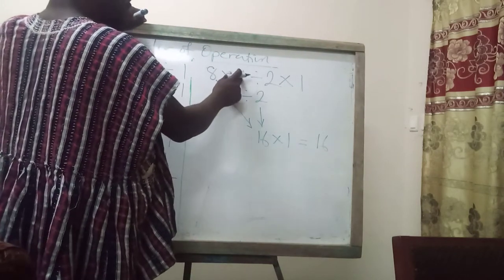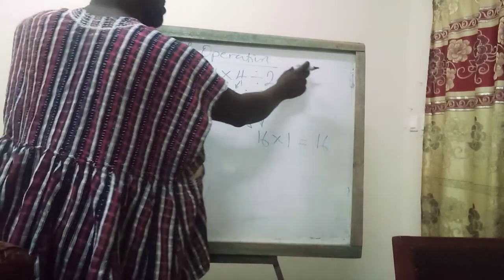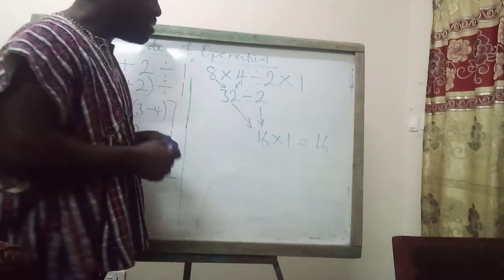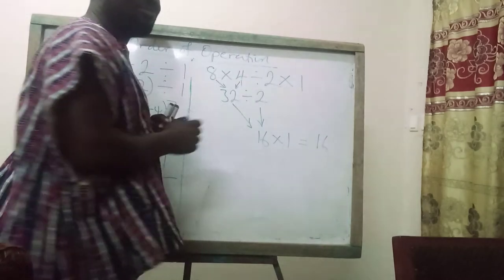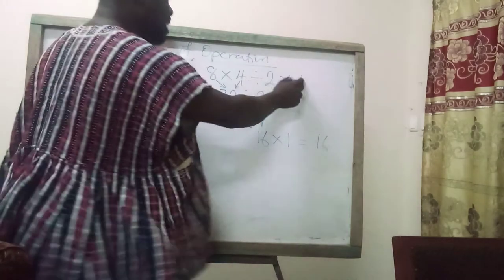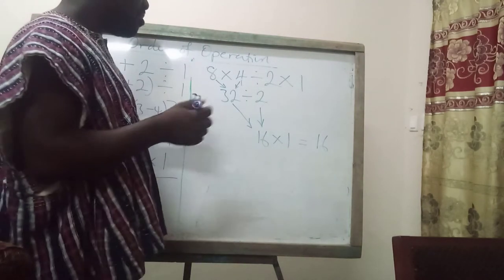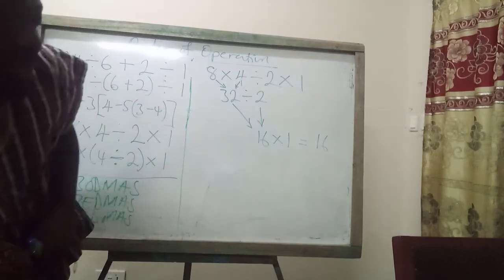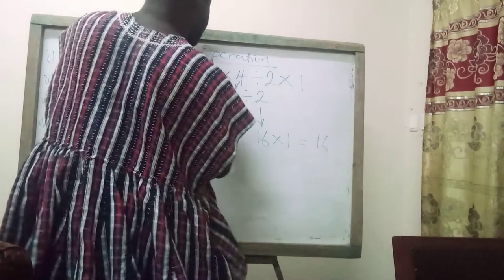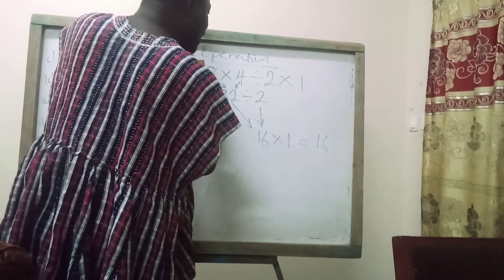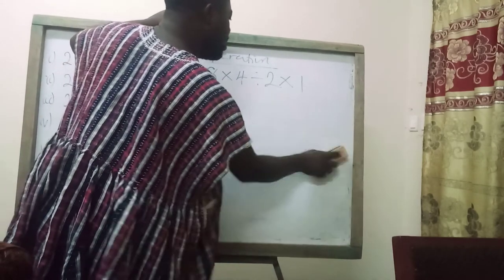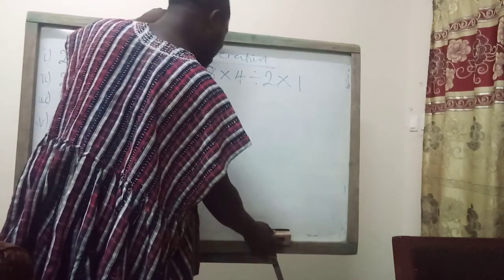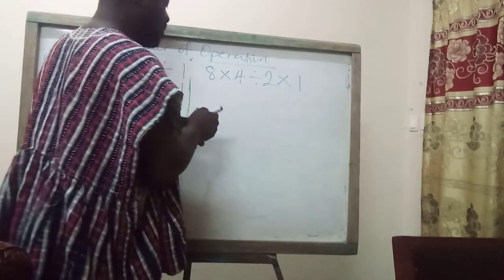So simply do it: 8 times 4 divided by 2 times 1. If you are using a calculator, it's straightforward. 8 times 4, 32, divided by 2, 16 times 1, 16. And then you get your answer. It's very simple. So what we are saying is that this one will give us 16.